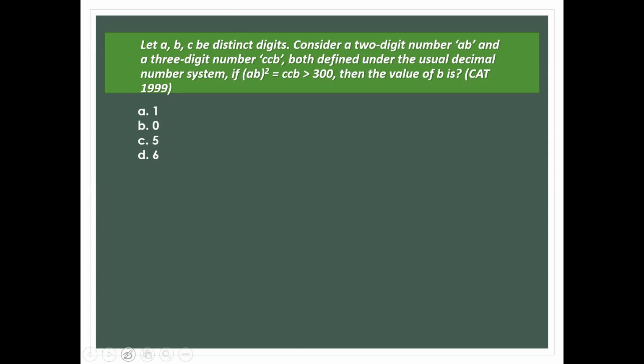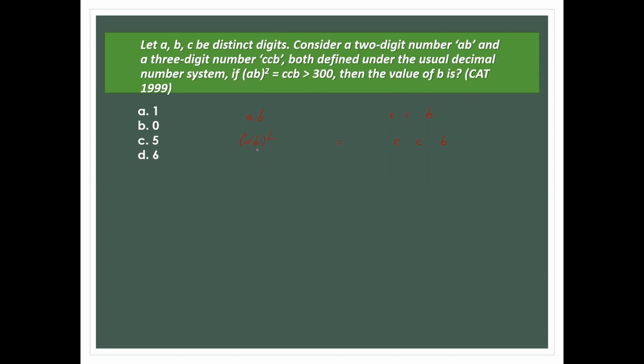Okay, so let's start with the discussion of this topic here. First of all, let A, B, and C be distinct digits. Consider a two-digit number AB and a three-digit number CCB, both defined under the usual decimal system. So decimal system, this has to be pretty easy for us. And the only conditions are that AB square is equal to CCB, and CCB is going to be greater than 300.